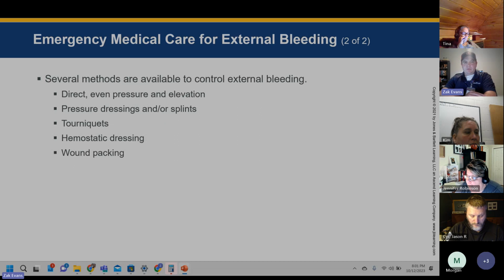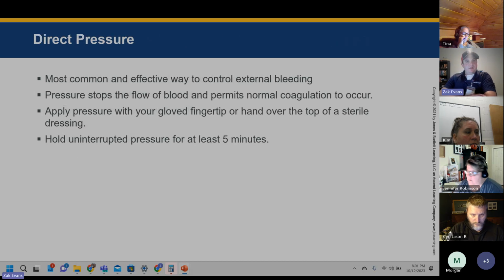Several methods are available to control external bleeding. Direct even pressure and elevation. So you want to get it above the heart, you want to push hard, and you want to push continuously, okay? You can use pressure dressings or splints. You can use tourniquets, hemostatic dressings, and wound packing. Any questions on those? We're going to touch base on those as we continue, but all right, direct pressure.